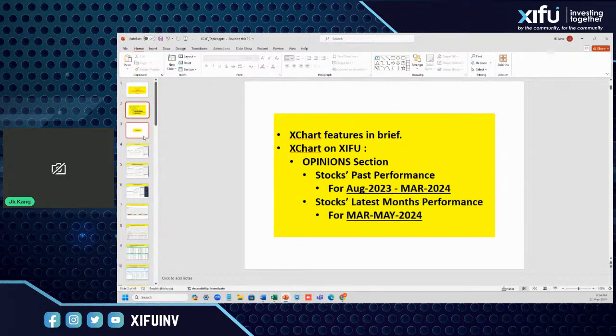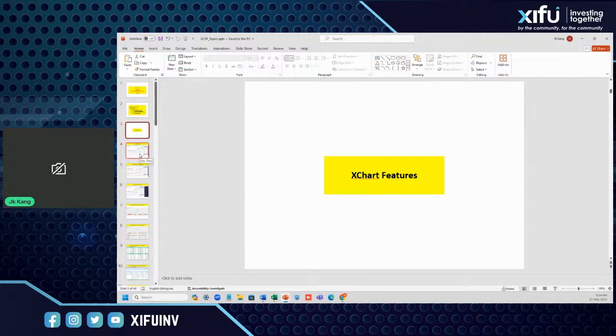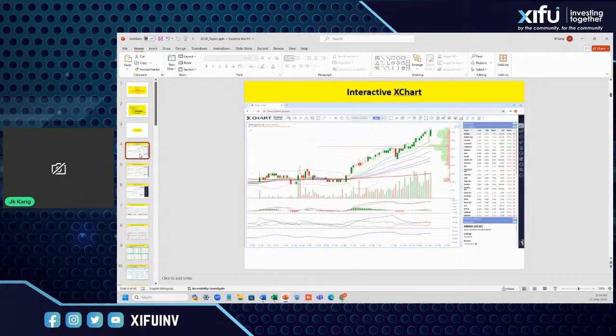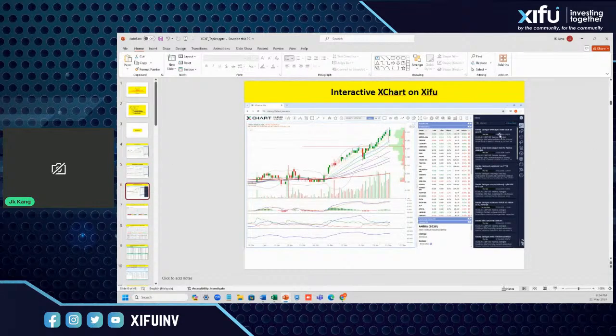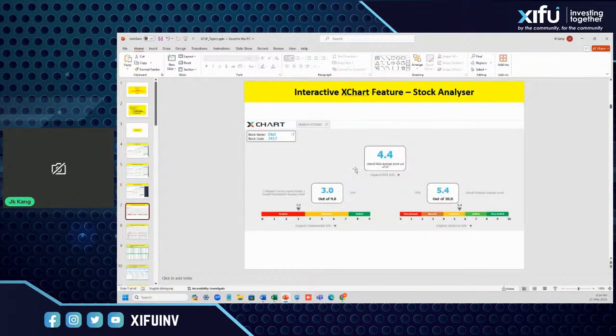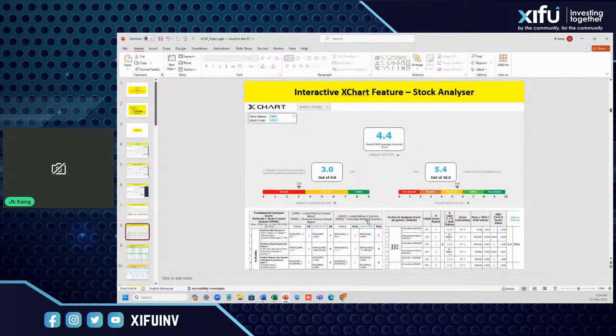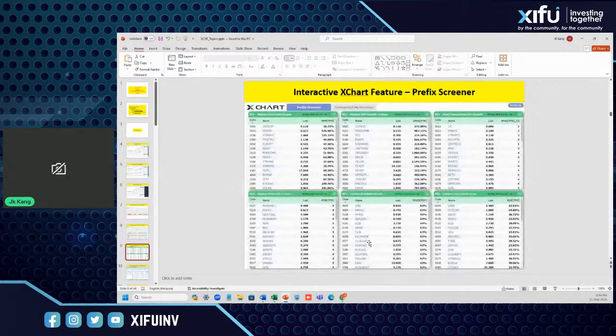Without further ado, first let's have a quick run through of the XChart. You'll see what the chart looks like originally. Then you can have multiple charts, a glance through over the Seafood sections here. We have the analyzer in detail as well. Then we have the screener. These six boxes here are the prefix selections of the criteria.